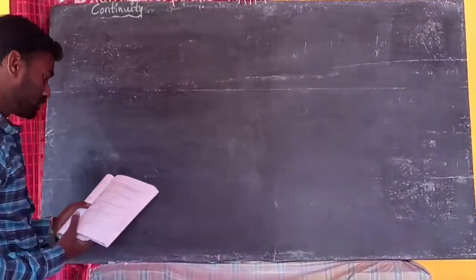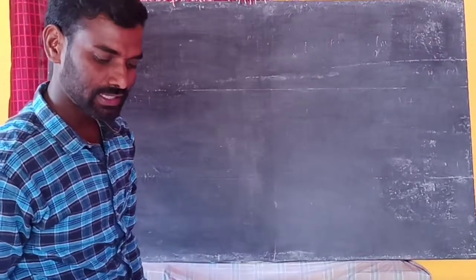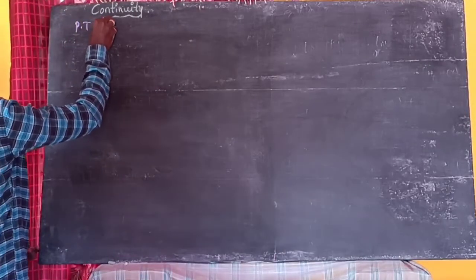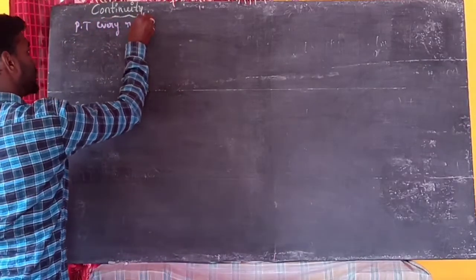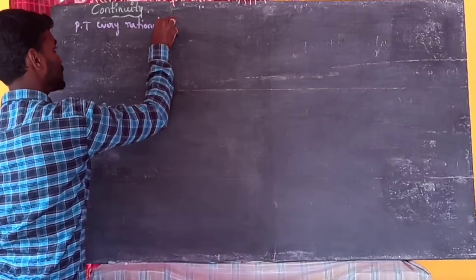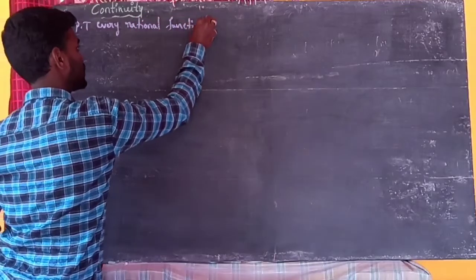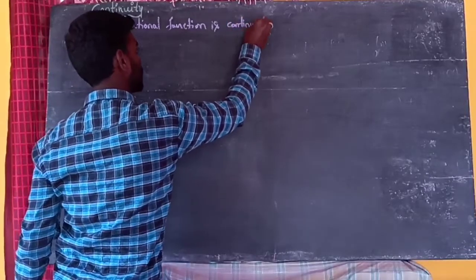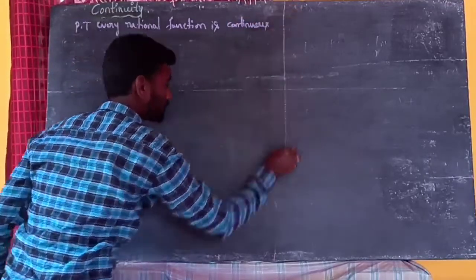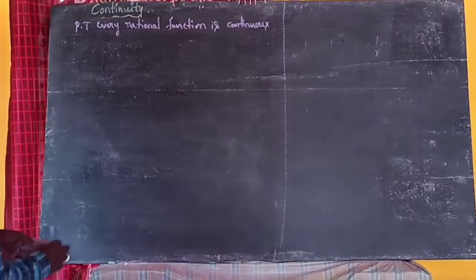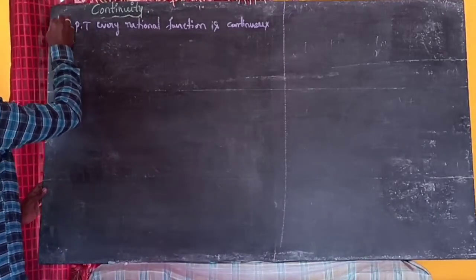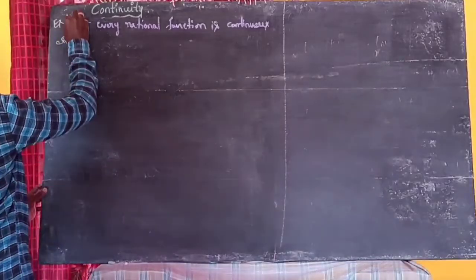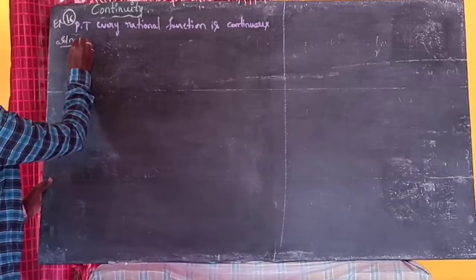Example 16. Prove that every rational function is continuous. Prove that every rational function is continuous. Here observe, guys. Solution. This is example 16, guys. Example 16. Solution.